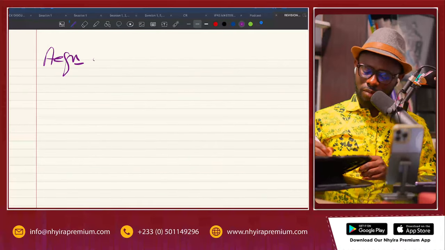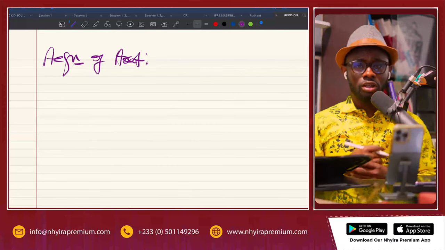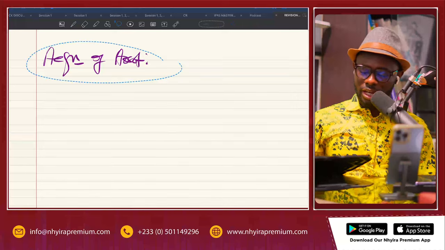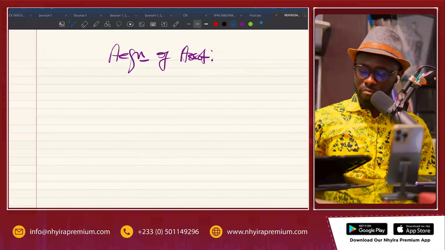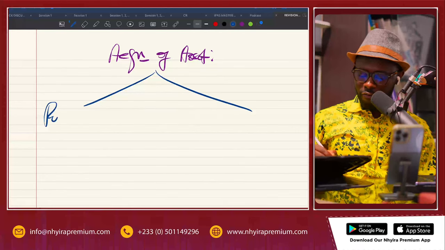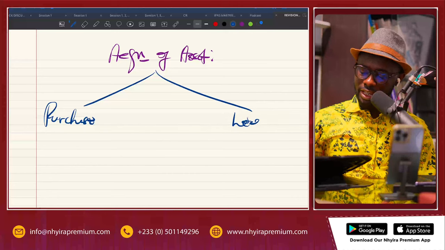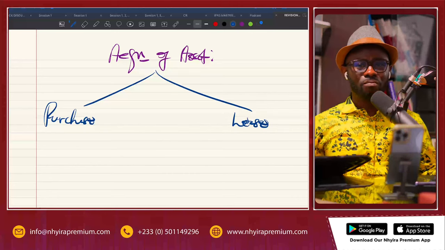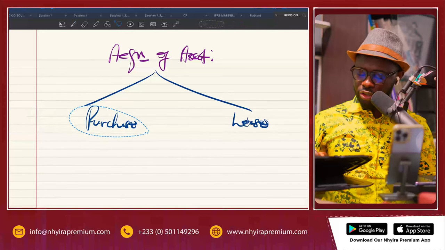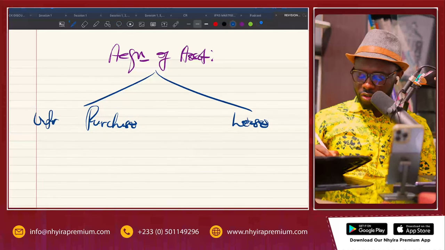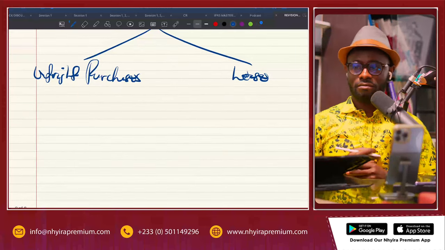And this is a tax planning question that the examiner could throw at you. A company is in the market, they want to buy an asset, and they have two options. Buy it outright and pay for it, or better still, lease the asset. What is the tax implication for that? So this is outright purchases or lease it.